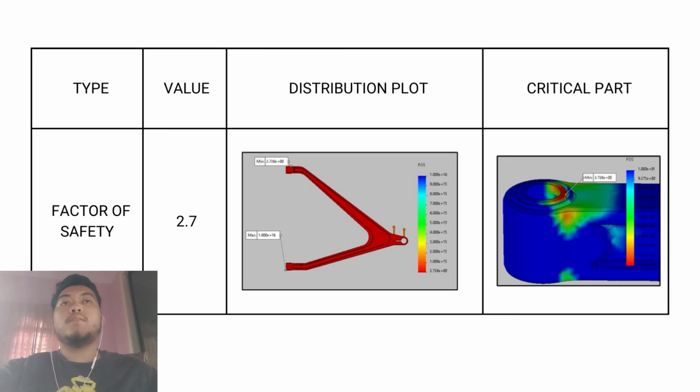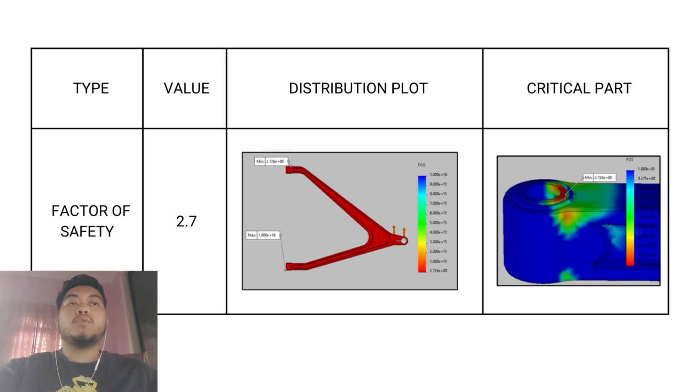Lastly, we obtain the factor of safety for the lower control arm when the car is braking. As we can see from the table, the minimum value of the factor of safety is 2.7, and since this value is greater than 1, it is considered safe for this lower control arm design. But for the real case situation, the factor of safety should be even greater, to ensure better optimization of the lower control arm design and to make sure it is safe to use.